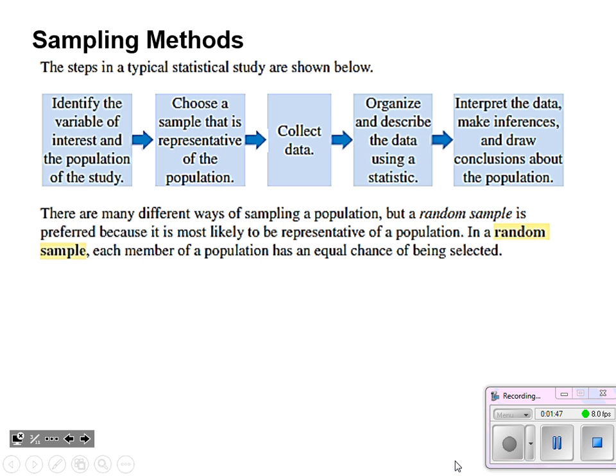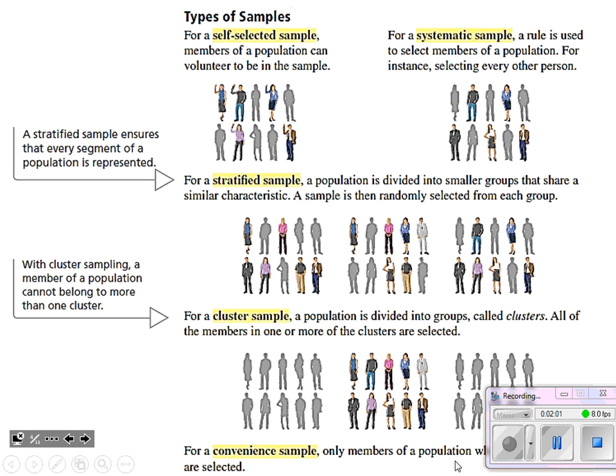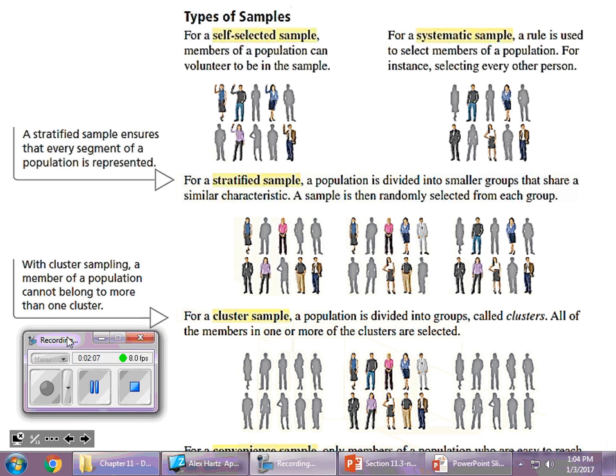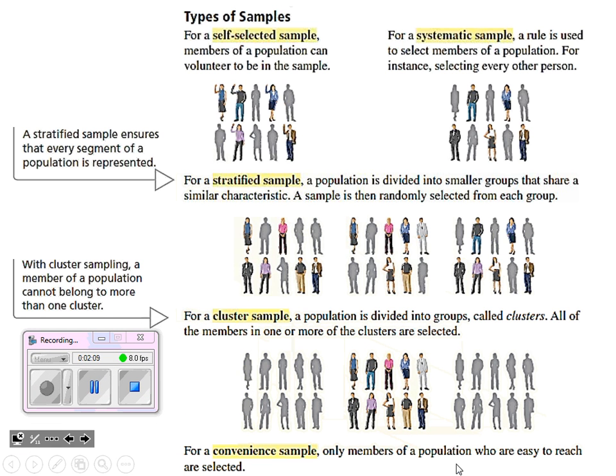So more than likely, we want a random sample. Each member of a population has an equal chance of being selected, so we're likely to have a sampling that does represent what the population looks like. Now here is a little diagram, and I think I can move my recording window over here, fit everything on the screen. So look at the types of samples.